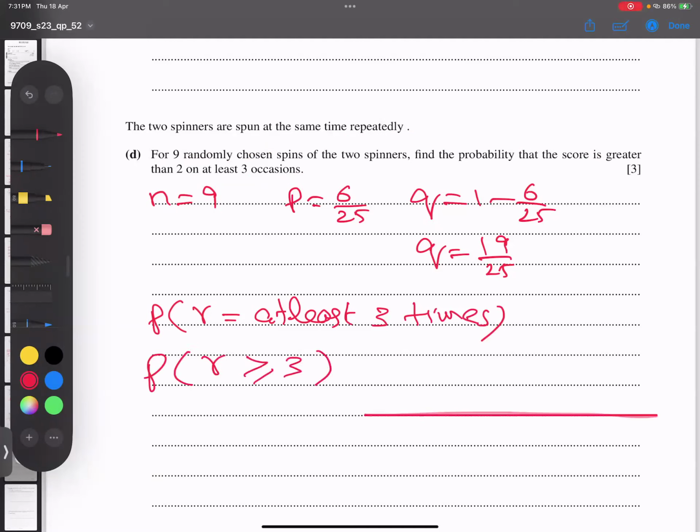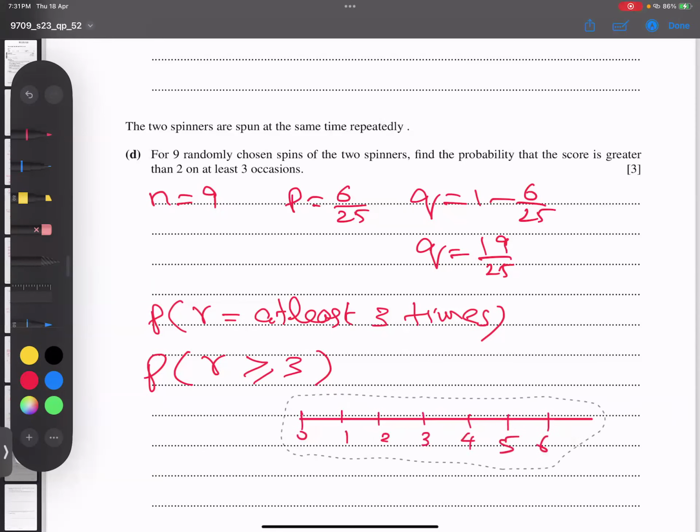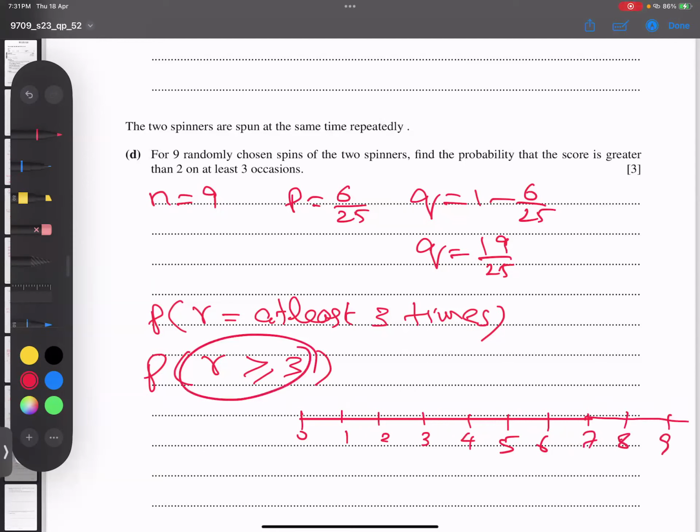If I draw a number line, now the topic is binomial, because n is given. So I'm starting from 0. Make sure binomial starts from 0, and geometric probability never starts from 0. Anyway, I hope you got my point. Then 6, then 7, then 8, and then 9. Bigger than or equal to 3 means I need these, but I don't want these 3 numbers. So I have 2 options.